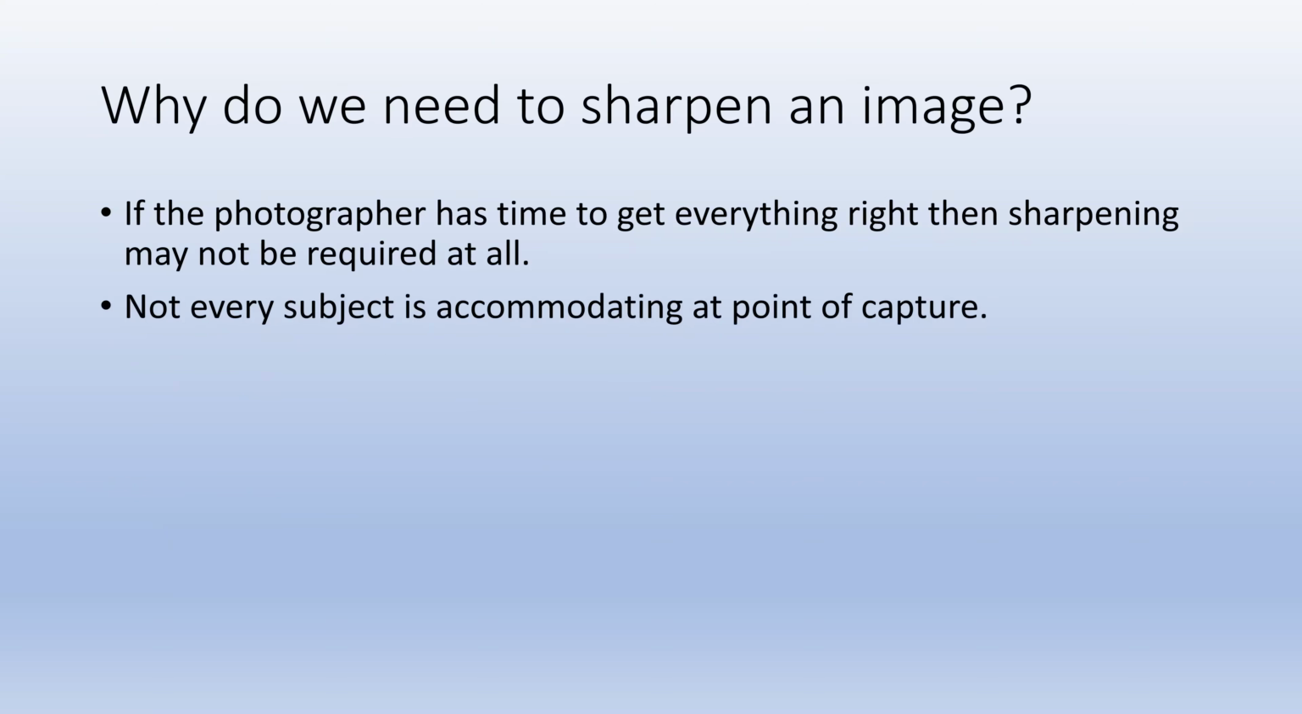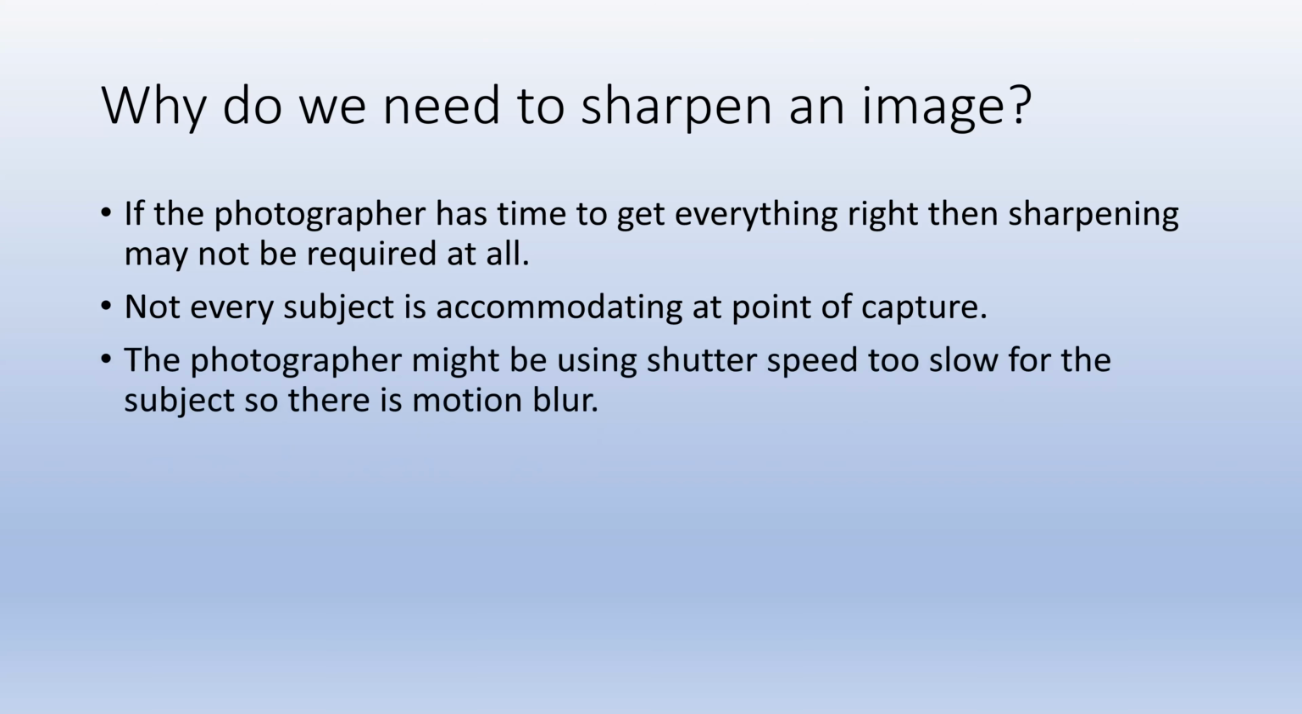However, not every subject is accommodating. If you're shooting a hummingbird, for example, as Steve will tell you, those things don't stay still for a minute, so you just don't get the opportunity. You might be using a shutter speed which is too slow for the subject. If you're shooting on manual and can't react fast enough to adjust your shutter speed, then you may get motion blur.